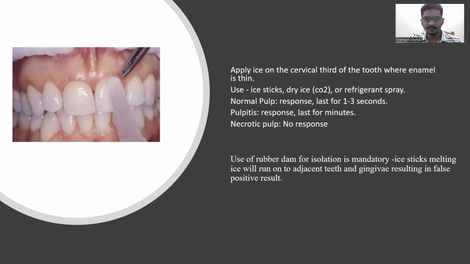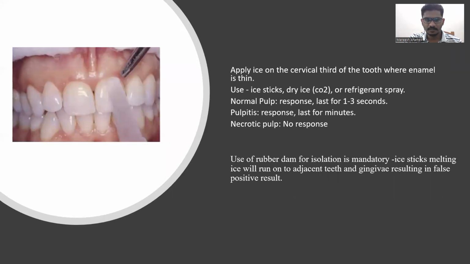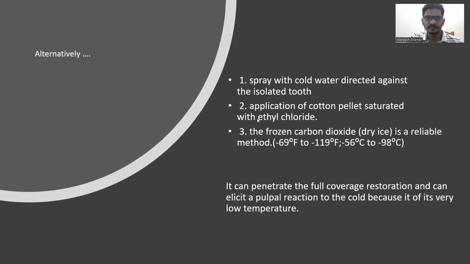Ice sticks melting ice will run into adjacent teeth and gingiva, resulting in a false positive result, especially in case of lower tooth. Alternatively, you can use ice sticks in most of the cases. The ice stick should be placed where the enamel is thin. Ice sticks can be prepared by filling empty LA cartridges with water and refrigerating it into ice. Usually, a rubber dam isolation is mandatory for ice stick test because the melting ice will drip into adjacent tooth and a false positive result can present.